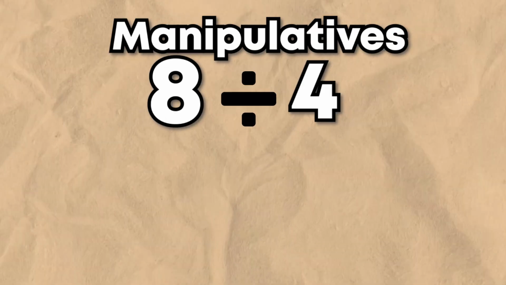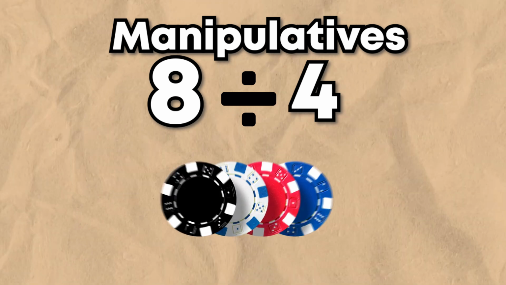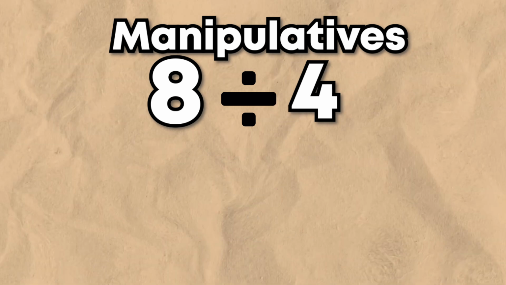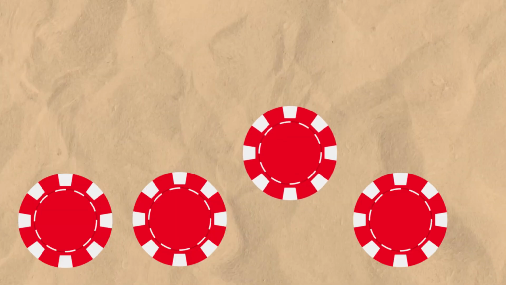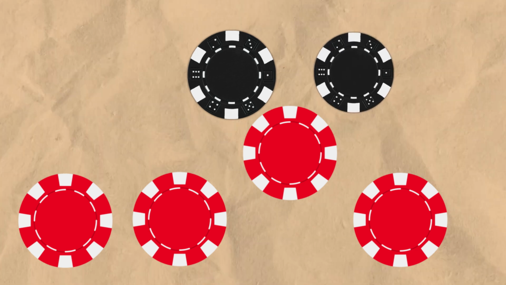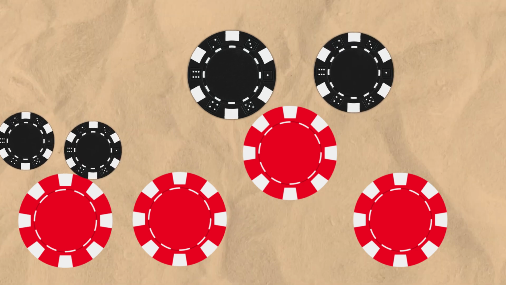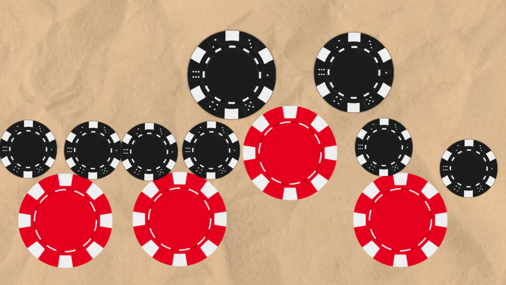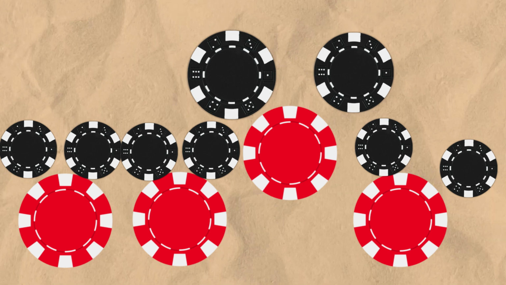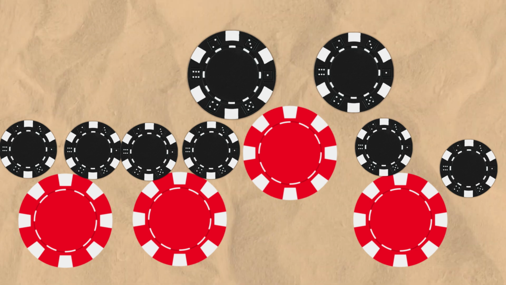Manipulatives. 8 divided by 4. Let's use poker chips as our manipulatives. We have 8 black poker chips and 4 red poker chips. Now for each red poker chip, we need to put in a certain amount of black chips that would make all the red chips have an even amount of black chips. Now this works. Each red chip has an equal amount of black chips, 2. So our answer is 2.